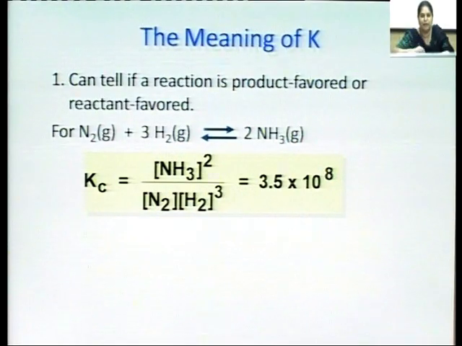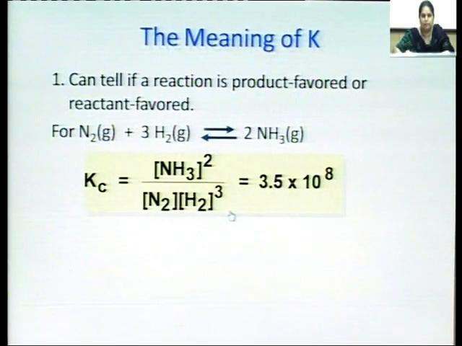Now, this value is quite high, more than 1. You can well observe that it has a very high value, 10 raised to the power 8. It means this identity has a higher value as compared to these. It means this reaction is product favored, meaning the concentration of the product is more.